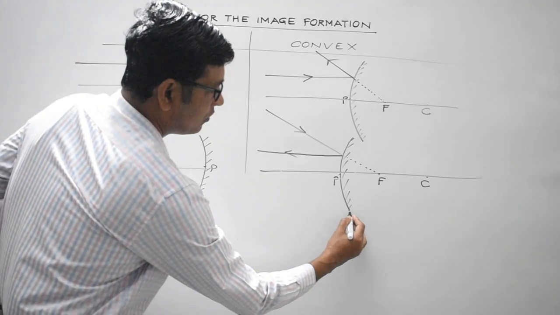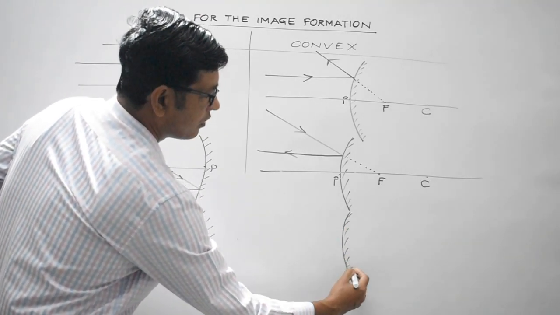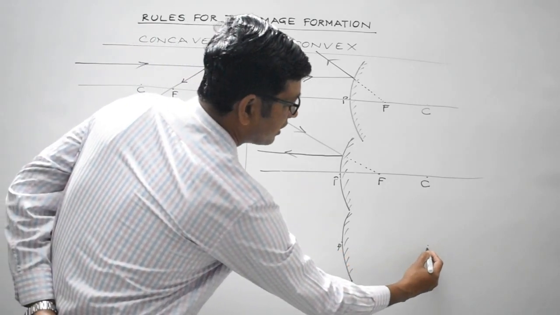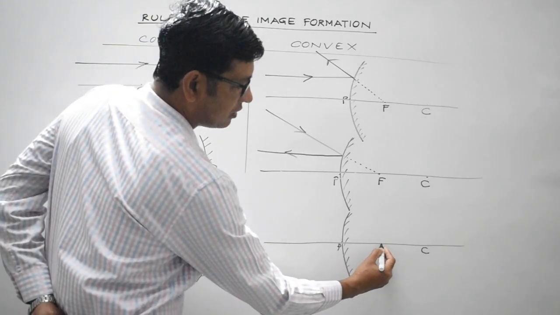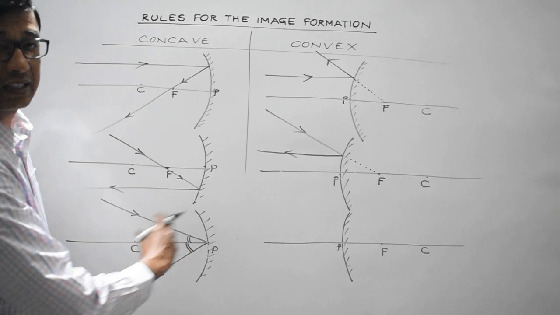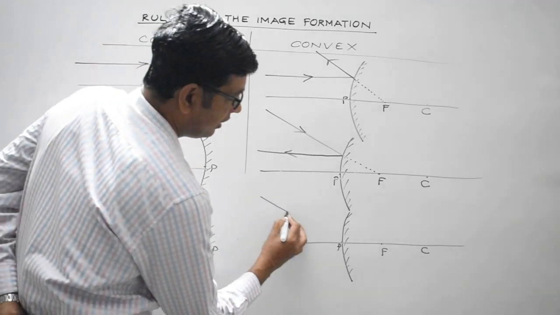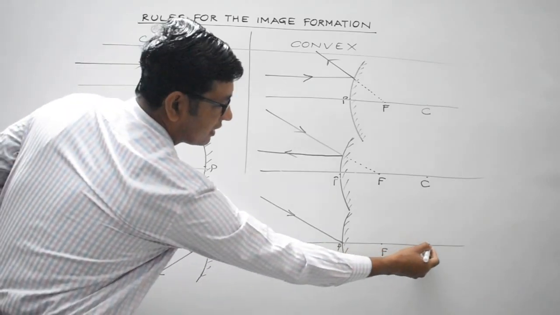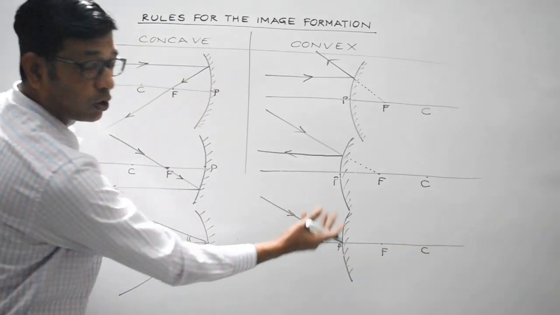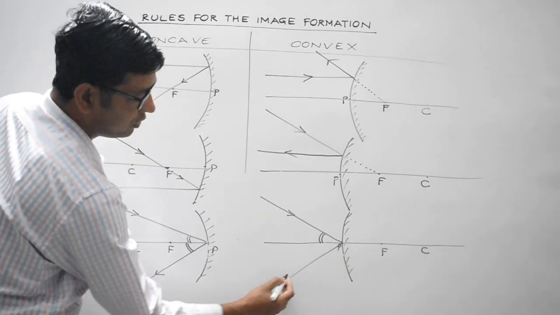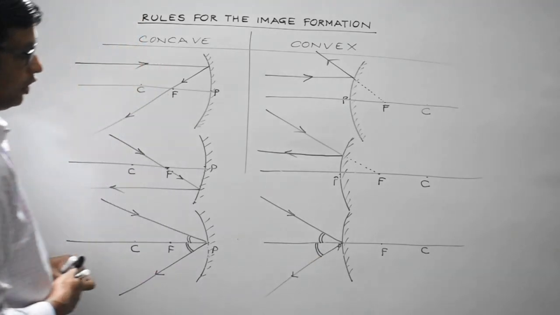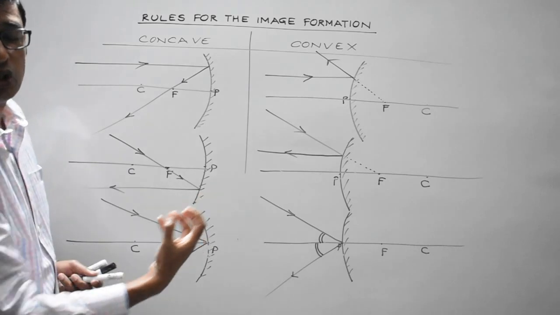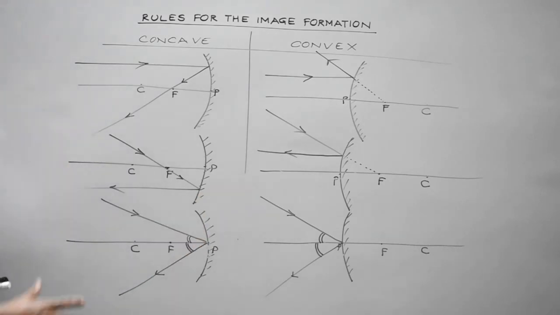Let's draw the same diagram in the case of a convex mirror. This is the convex mirror, this is the pole, this will be the center of curvature, the line joining P and C is the principal axis, and the central point is the focus. Let's apply the same rule. A ray incident at the pole, this will act as the normal, so this will be the angle of incidence. It will bounce back into the same medium. So this is the reflected ray and this is the angle of reflection. So the ray of light which gets incident at the pole will bounce back into the same medium, obviously obeying the laws of reflection. So these are the 3 rules.